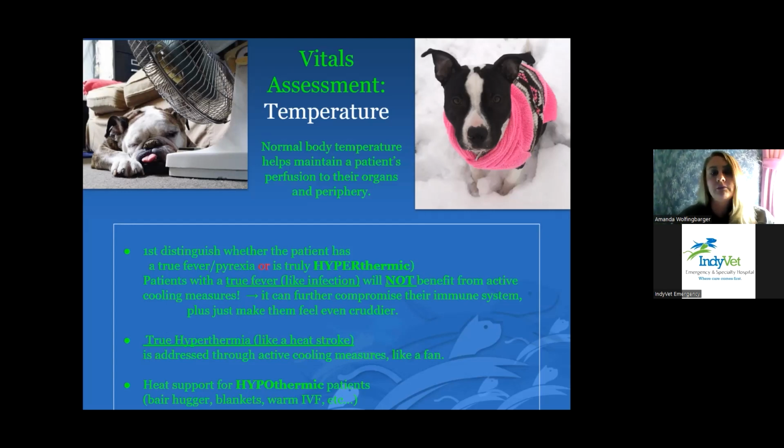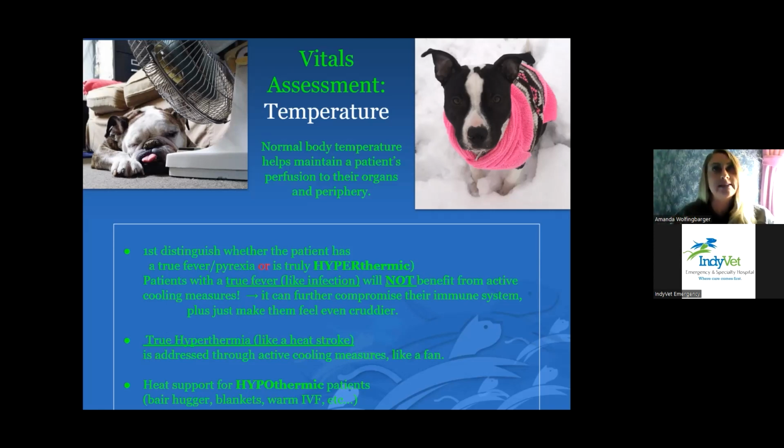So patients with a true fever, like with infection, are not going to benefit from active cooling. Fans, ice packs, anything like that is just going to further compromise their immune system and make them feel a whole lot worse. Imagine when you have a fever, hot and cold chills, somebody puts a fan on you when all you want to do is cuddle up under the blankets and ride that fever out, or someone sticks you in an ice bath. It is just not enjoyable and it's not going to help you heal, because that fever is protective.